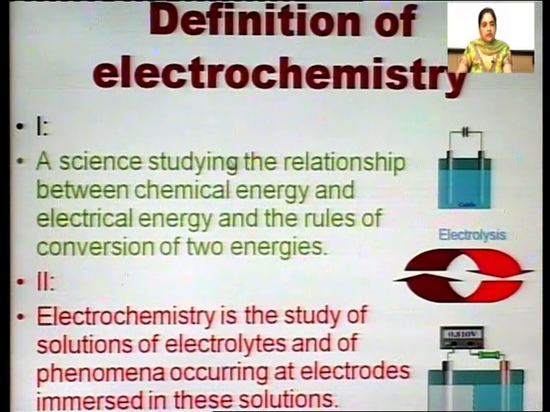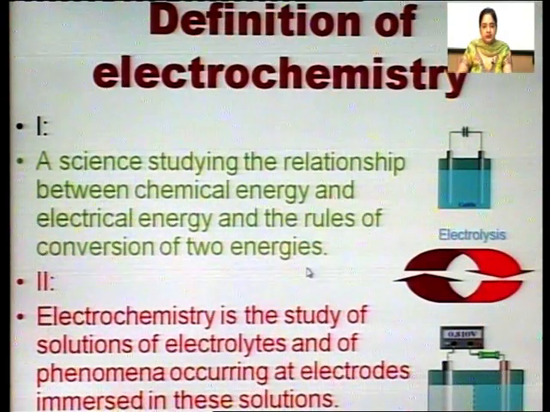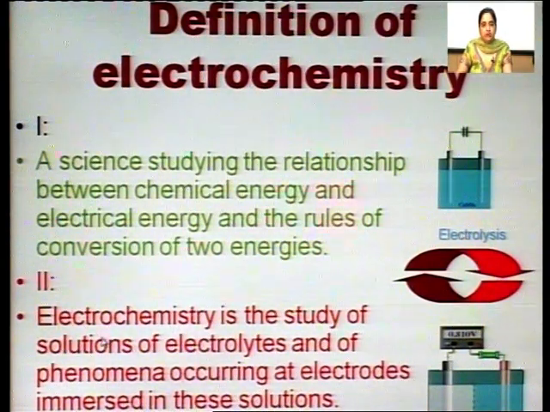Definitions of electrochemistry: a science studying the relationship between chemical energy and electrical energy and the rules of conversion of two energies. Another definition: electrochemistry is the study of solutions. It is the study of solutions of electrolytes and of phenomena occurring at electrodes immersed in these solutions.